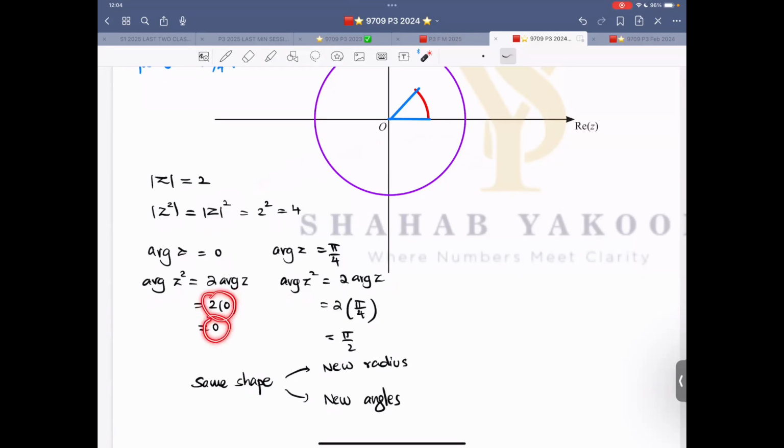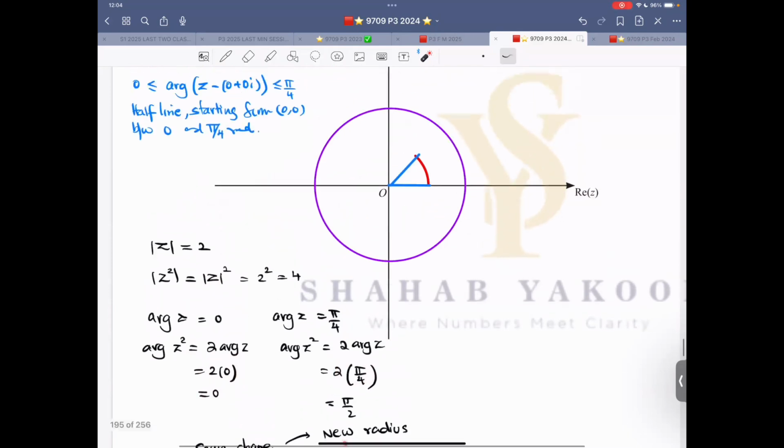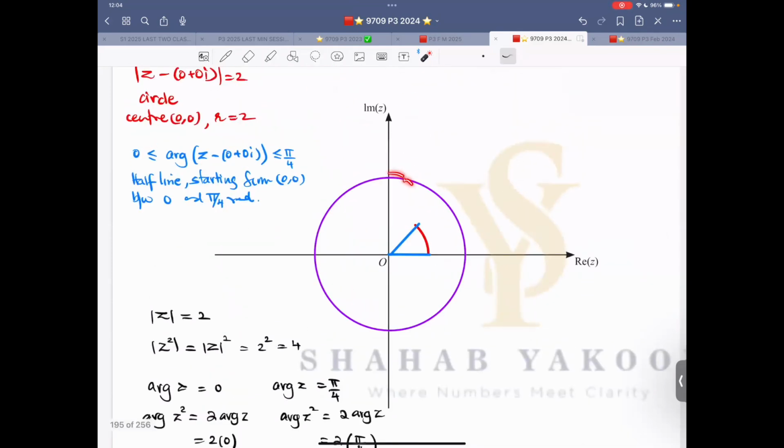Argument of z squared is 2 times argument of z. 2 times 0 is 0. 2 times pi by 4 is pi by 2. Same shape, new radius, new angle. So now this is the big circle that we have drawn. And now the angles are such and such.